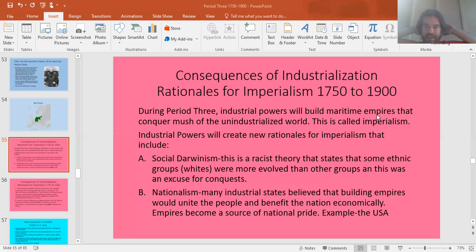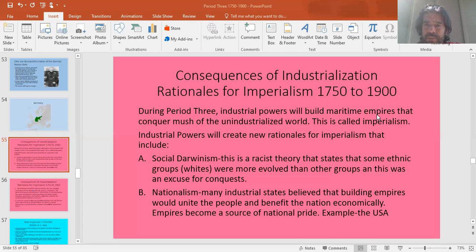Well, the first big theme is revolution. The second big theme that we're going to spend the next month on, and that finishes this unit up, is the consequences of industrialization. Now, this is a big one.